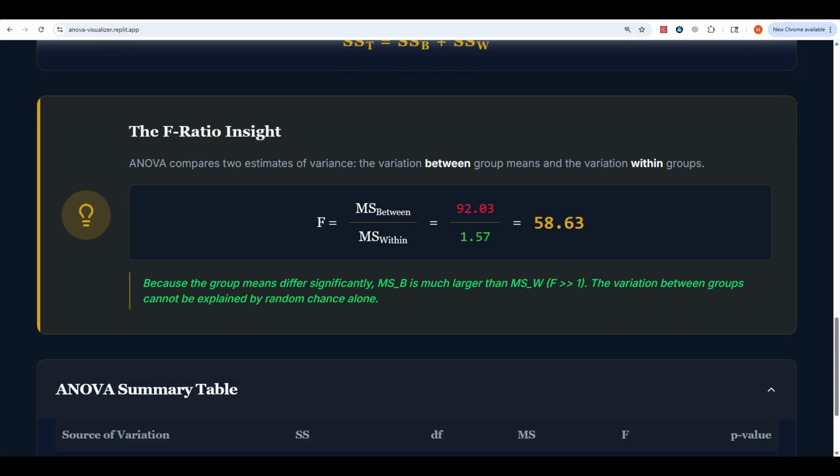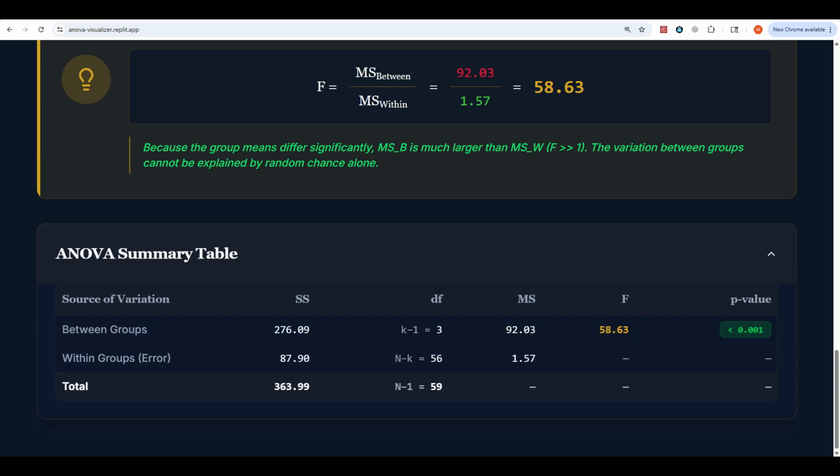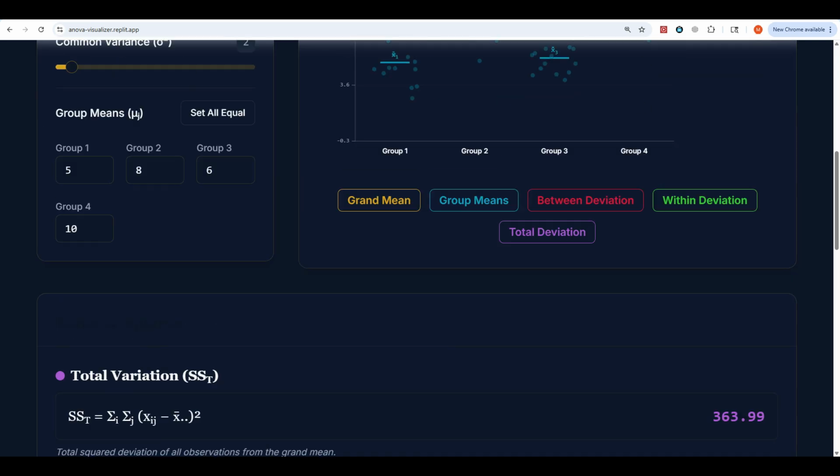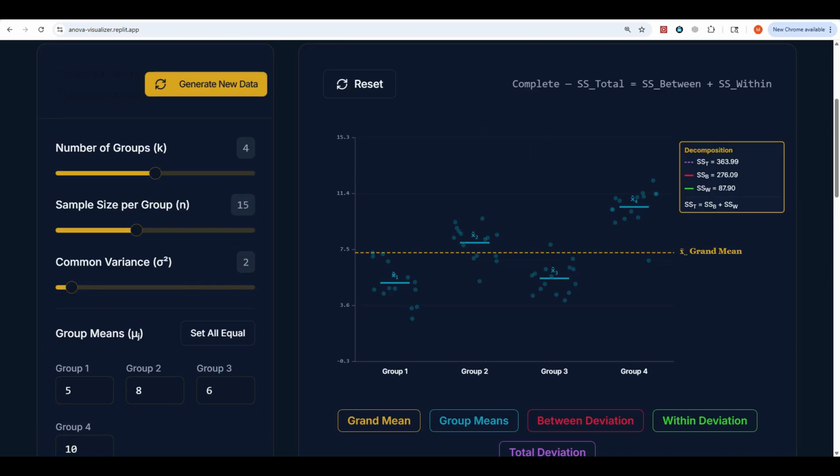And the ANOVA table below that can be expanded to show how those sums of squares are collected, their respective degrees of freedom, the mean squares that can be computed by taking the sums of squares dividing by the degrees of freedom, the f-test statistic we saw earlier, and then a p-value associated for that. Users can very quickly choose their own settings to compare.